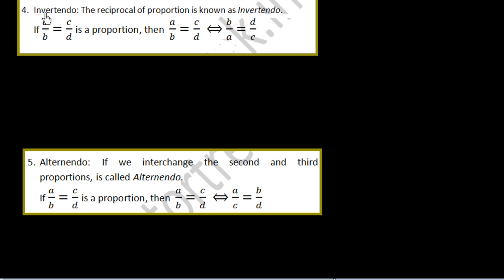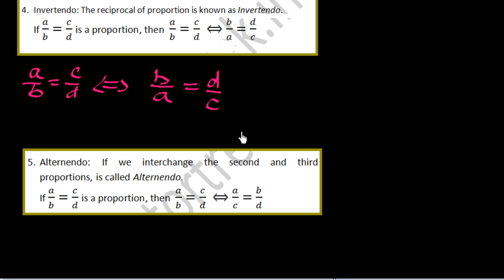So I explain you about the invertendo. The reciprocal of a proportion is known as invertendo. If A over B is equal to C over D is a proportion, then A over B is equal to C over D implies that B over A is equal to D over C. We just have to take the reciprocal of both the ratios. So A over B is equal to C over D. If we have to find out the invertendo of this, so we get B over A is equal to D over C. So in this way we could find it out.